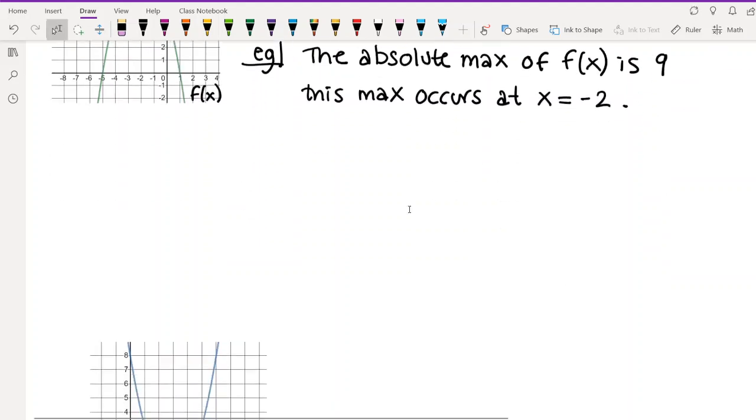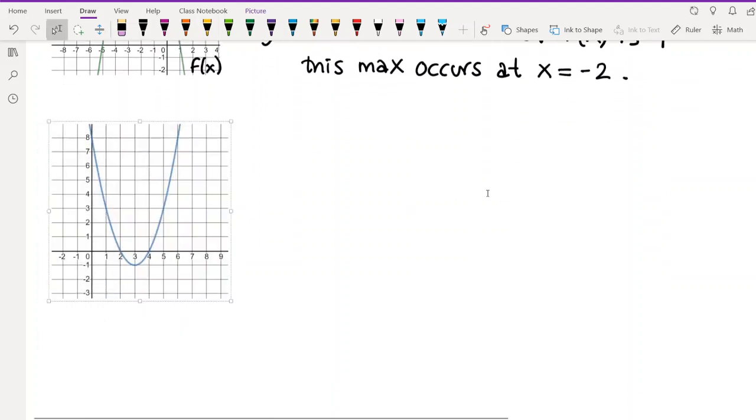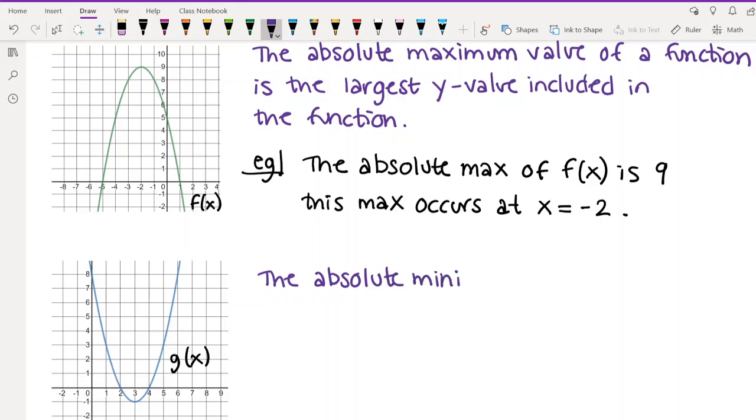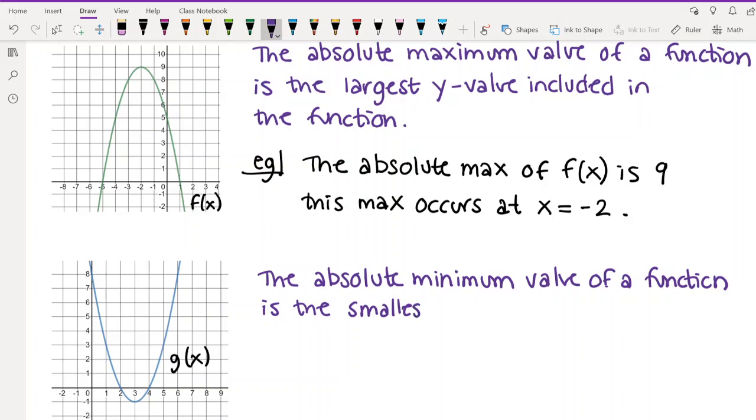Okay, so let's look at an example of the opposite. So some functions also have what's called an absolute minimum. So let's call this function g of x. So the absolute minimum value of a function is the smallest y value included in the function.